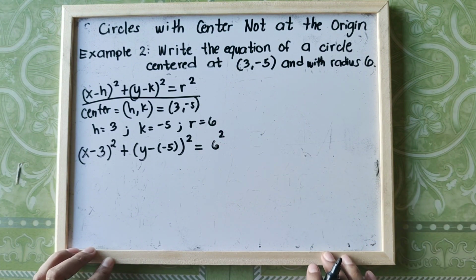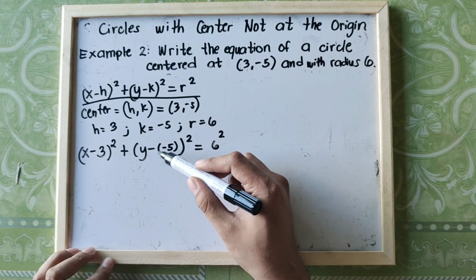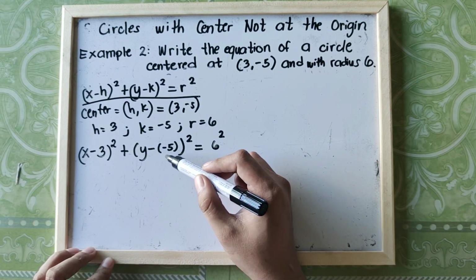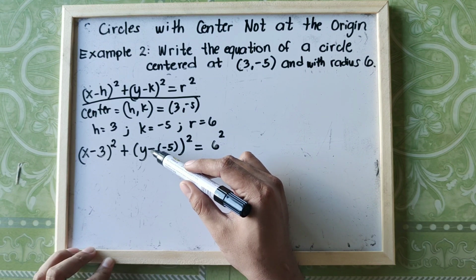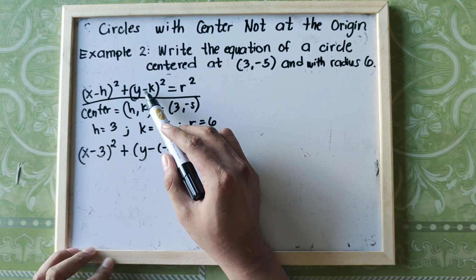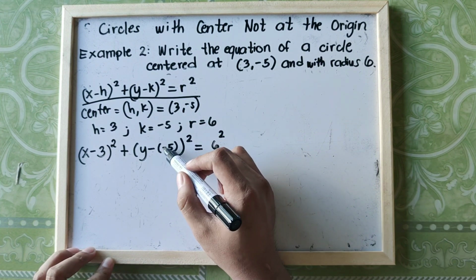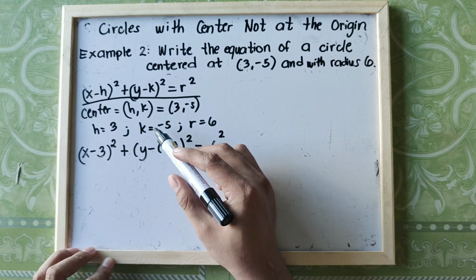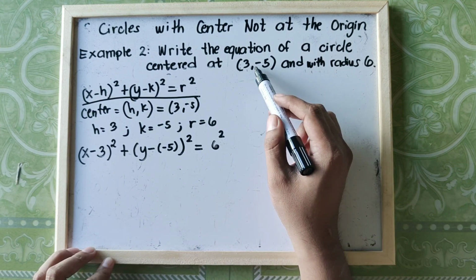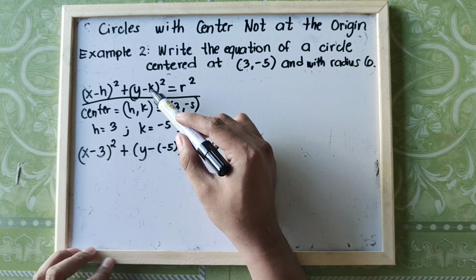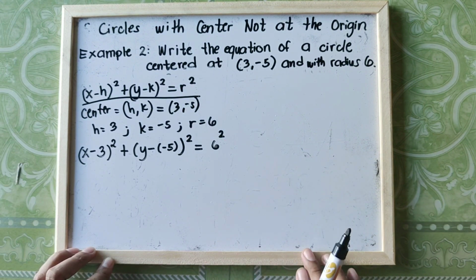Okay. So, after that, class, do not be confused why you have two negative signs here. We have these two negative signs because the first negative sign is from the original equation itself, so we simply copy the negative. And this -5 is because the value of our k at the center (h, k) is -5. So we simply substitute the value of k to -5.